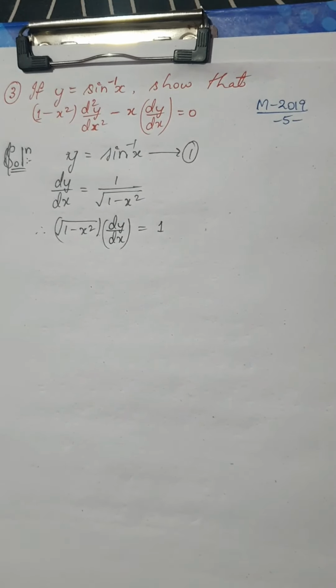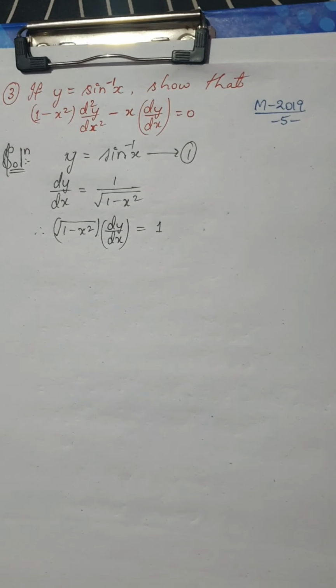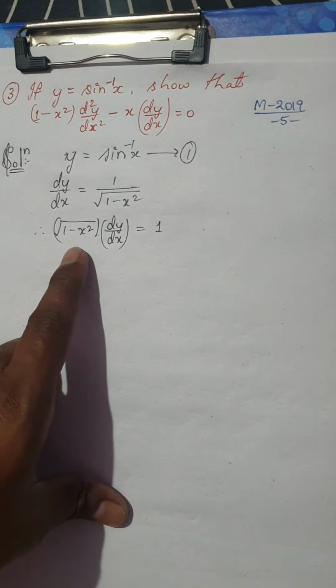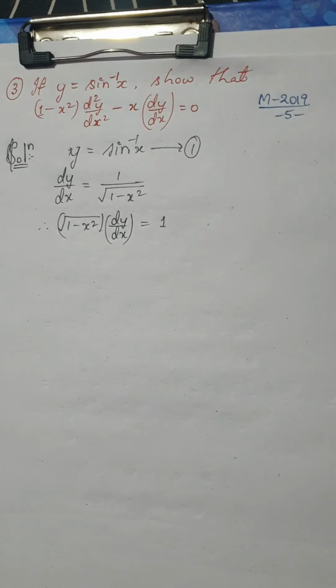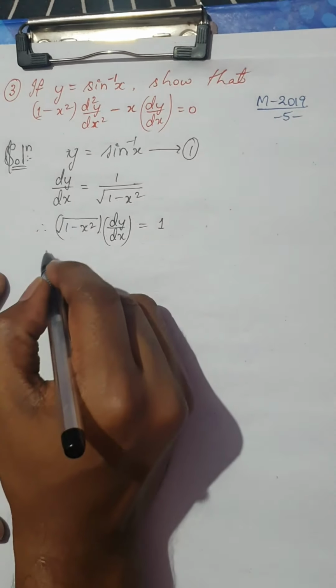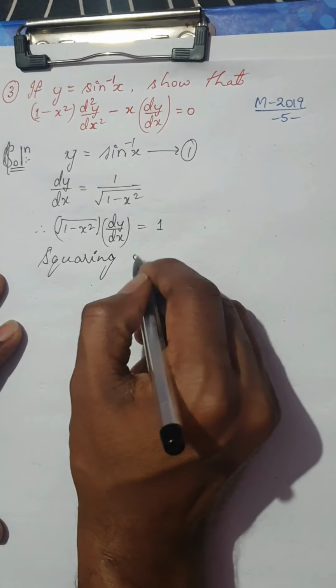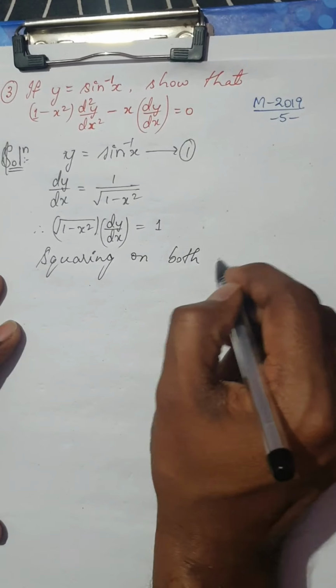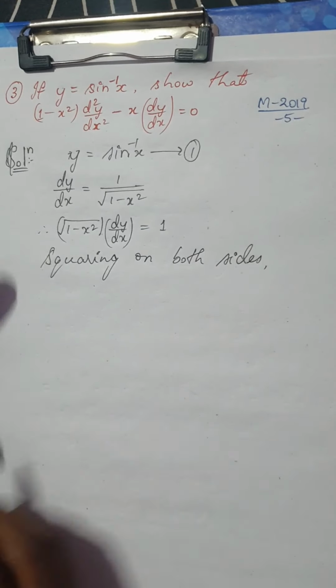Now, this question can be solved in two different ways. I am just following one method which I feel is simpler than the other one. You can try the other method in the worked example in your textbook. Okay, so what I am going to do now is squaring on both sides. So if you take square on both sides, see what you will get.